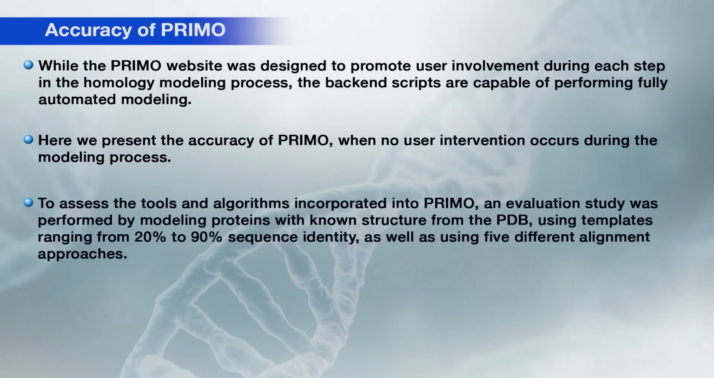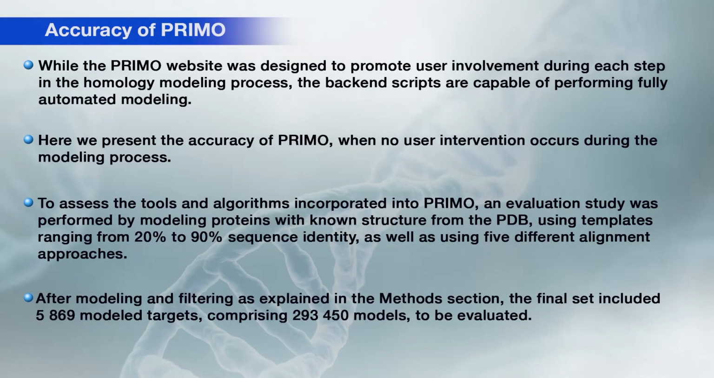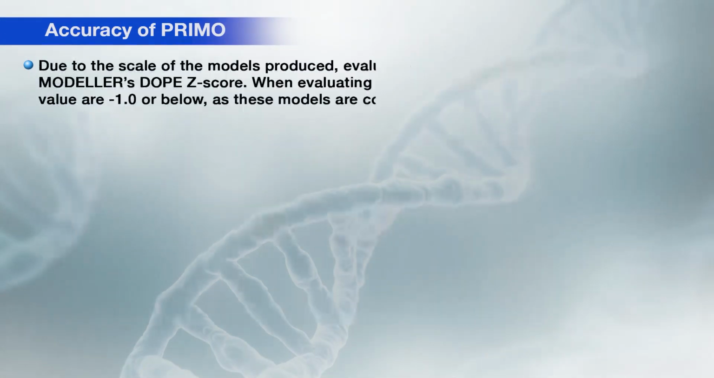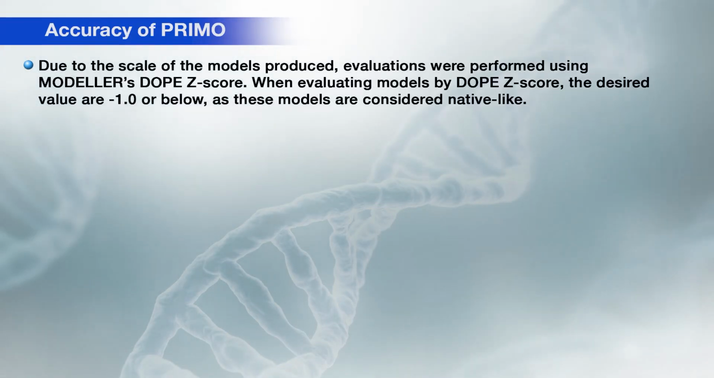process. To assess the tools and algorithms incorporated into Primo, an evaluation study was performed by modeling proteins with known structures from the PDB, using templates ranging from 20% to 90% sequence identity, as well as using 5 different alignment approaches. After modeling and filtering, as explained in the method section, or as explained during all the algorithmic steps, different model target proteins can be evaluated. The scaling of the model production, evaluation and performance can also be seen using MODELLER's DOPE Z-score.